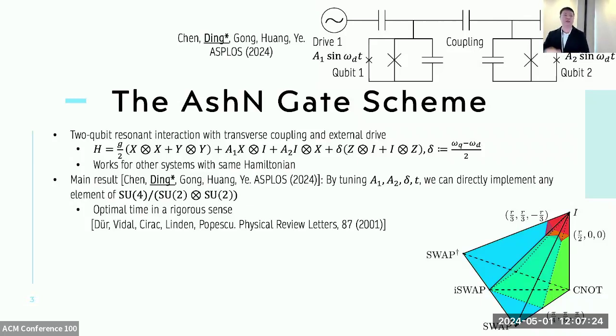And we're able to hit that lower bound. And that's a very good thing because we want our gates to be fast. We don't want decoherence. So we want them to be as fast as possible. And we're able to achieve that.